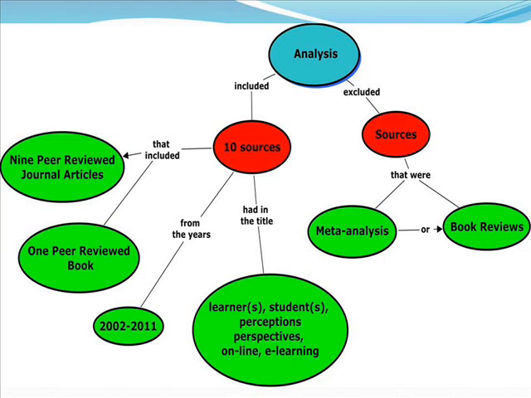Methods. 9 journals and 1 book, all peer-reviewed, form the basis of this analysis. The sources used were published between the years 2002 and 2011. Articles were selected using keywords in the titles such as learners, students, perceptions, perspectives, e-learning, and online learning. Meta-analyses and book reviews were excluded from this analysis.